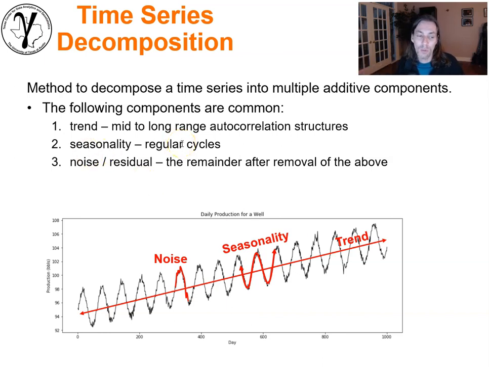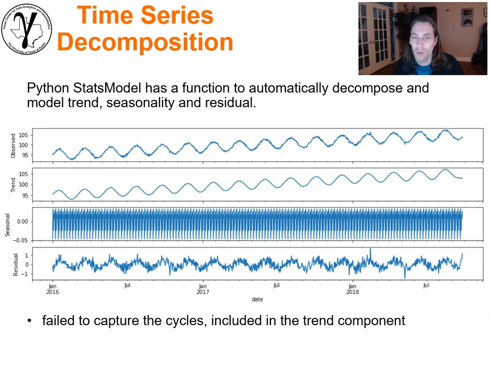Seasonality, some type of regular cycles. So if you look here, we have kind of a repeating seasonality here. And then noise. If you look in addition to that, you have some wiggles on top of everything. That's the remainder after we remove all of the above. The trend, the seasonality, and the noise is the remainder.